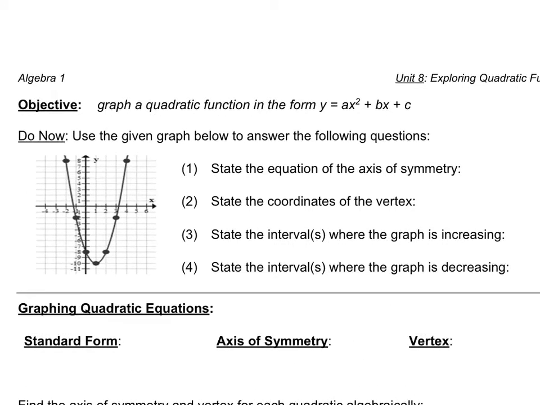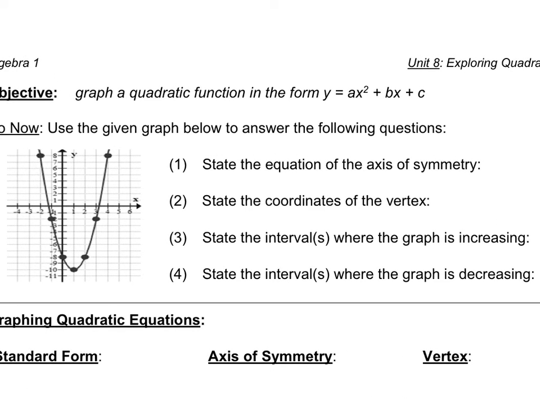All right, so the do now problem, we're looking at the graph. Axis of symmetry. Does anybody know what the axis of symmetry would be here? X equals 1, yeah. 1, negative 10 would be the what? Boom. Very good.